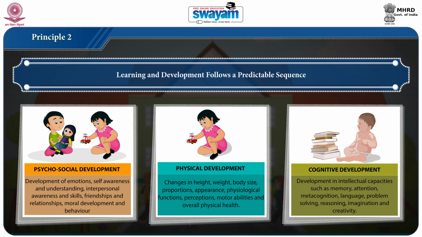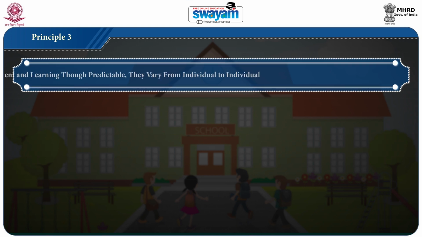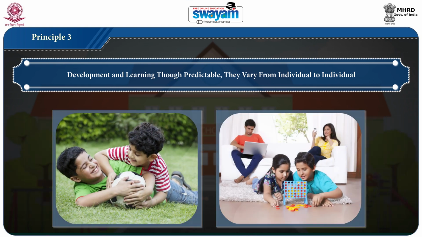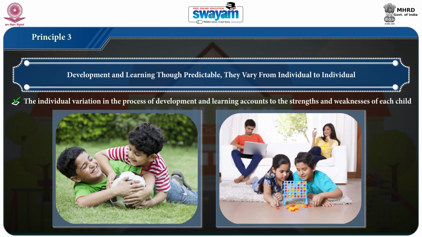The third principle is development and learning, though predictable, vary from individual to individual. The individual variation in the process of development and learning accounts for the strengths and weaknesses of each child. Even among siblings, no 2 children are alike. They have different patterns and timing of development. Moreover, they have a distinct style of learning, wherein the stimulation or experiences provided have different effects among children.